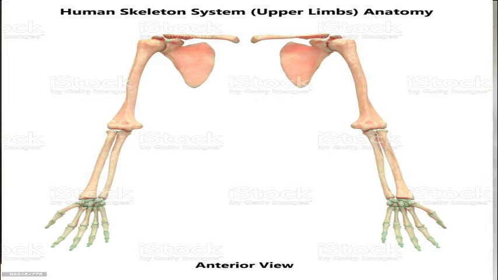And the lower arm consists of two bones. You can see in the picture, there are two bones, that is radius and ulna. Now, if we look downside of the ulna, you can see the wrist.